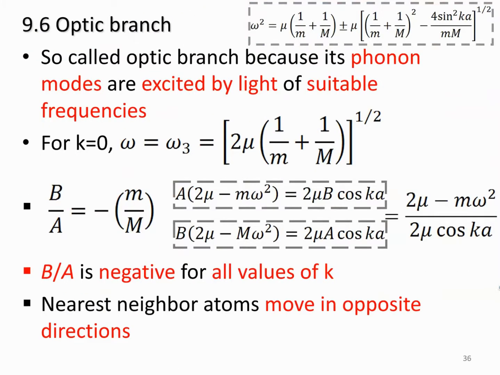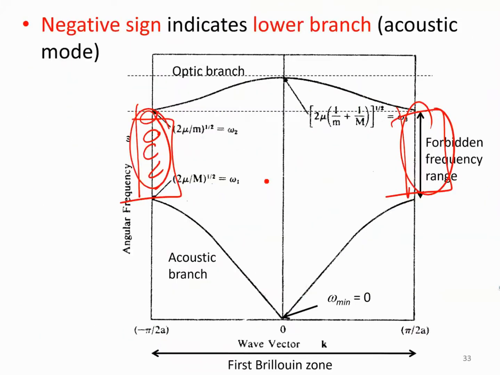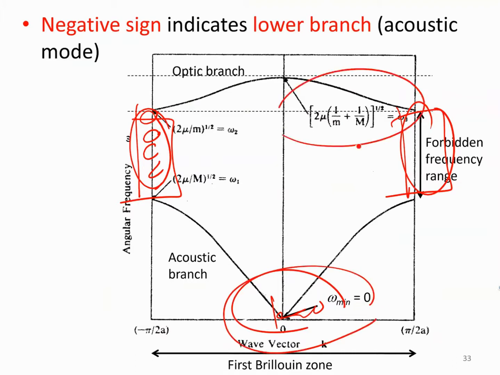So now we proceed to the optical branch. It is called the optic branch because its phonon modes are excited by light of suitable frequency. So when k equal to 0, omega is equal to omega 3 equal to this equation. Clearly I have shown you this equation, right? So when k equal to 0, I substitute k equal to 0 in the previous equation, then you get omega equal to 0 and omega equal to this one, 2 mu times 1 over m plus 1 over M, square root of a. And then we name it omega 3.